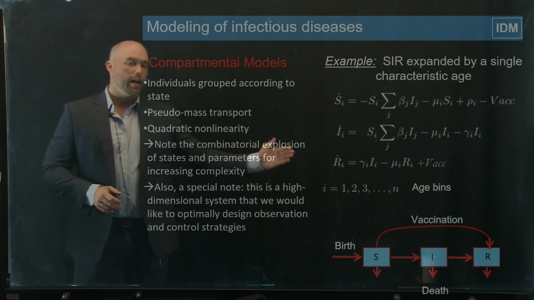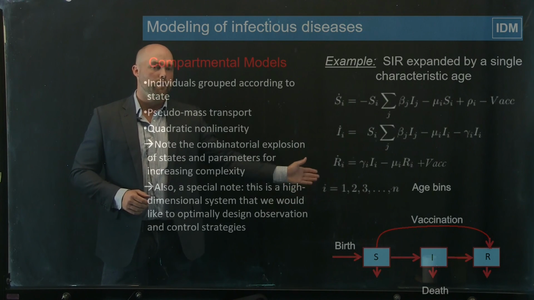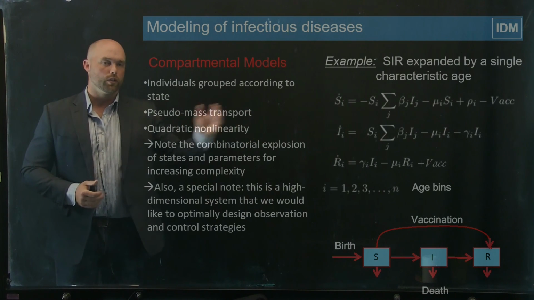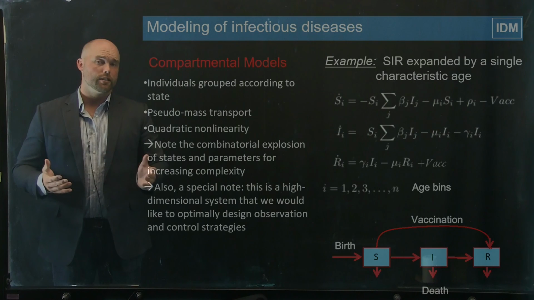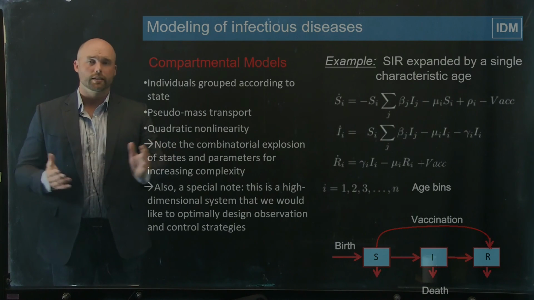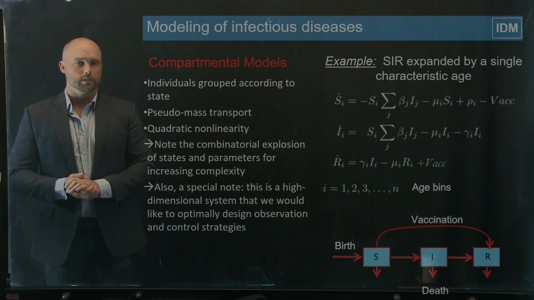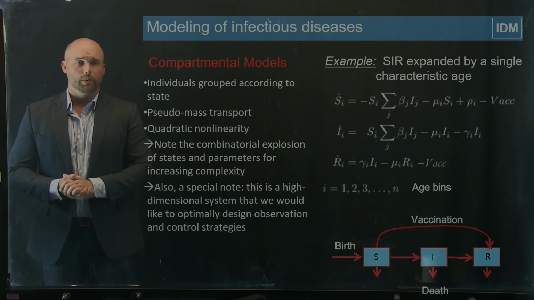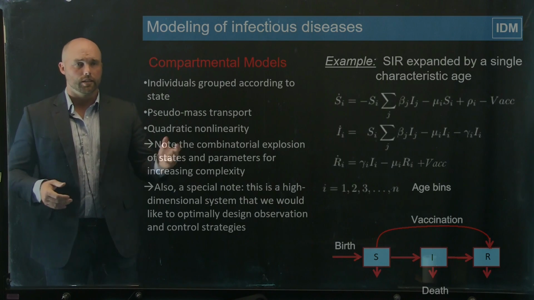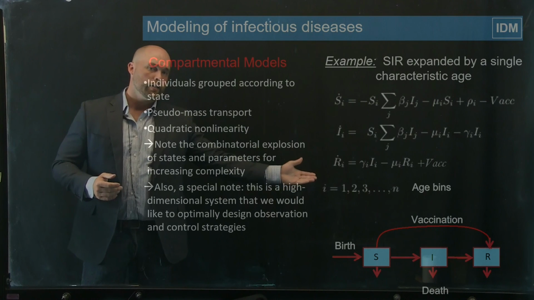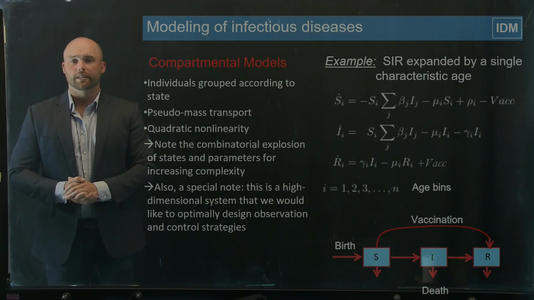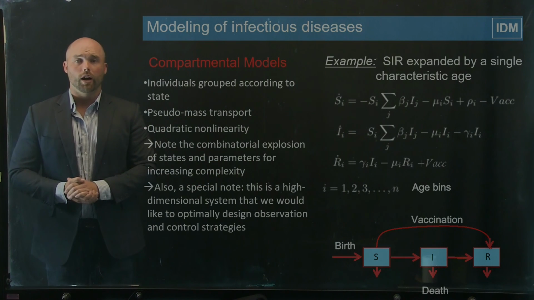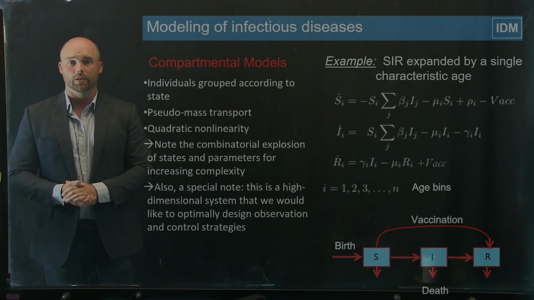Now, we can describe how the processes work of either birth, death, vaccination, or becoming infected as a susceptible through a set of ordinary differential equations. These include a quadratic nonlinearity and have been very successful in describing epidemic behavior as well as endemic disease transmission. Interestingly, though, the more realistic you try to make these sets of equations and adding characteristics like, for example, age in this index I, you get this combinatorial explosion of states and parameters, increasing the complexity of the model and also increasing the requirement of more data to fit those states and parameters.